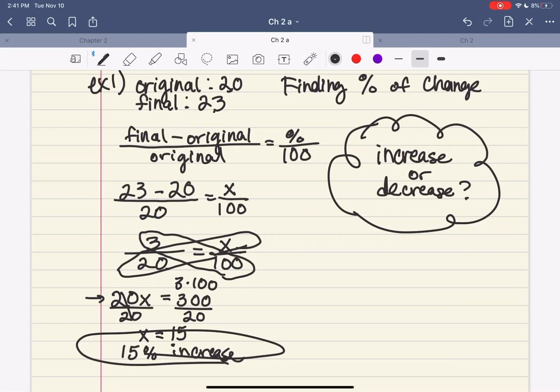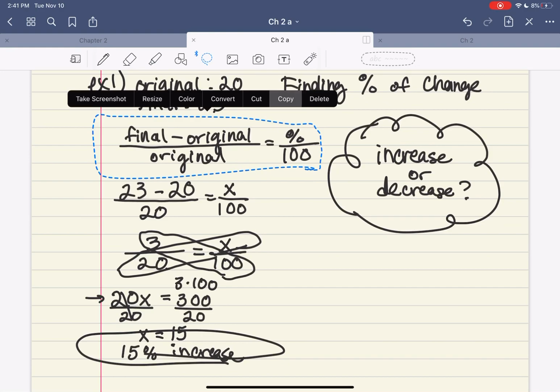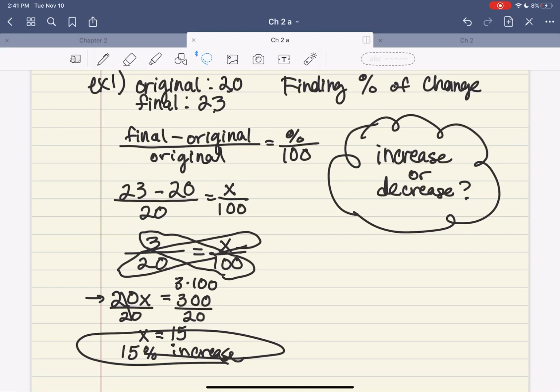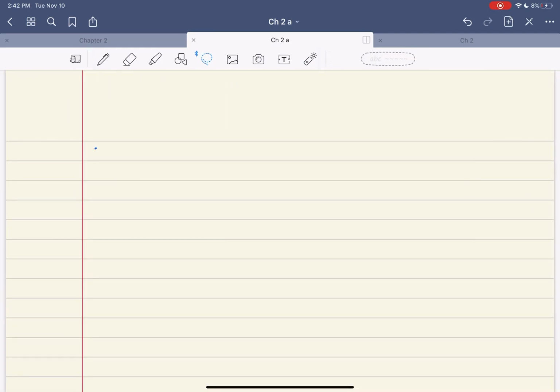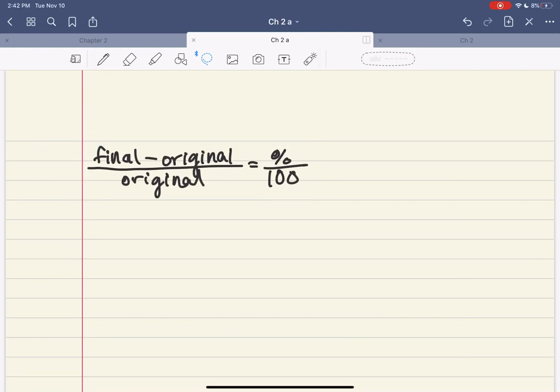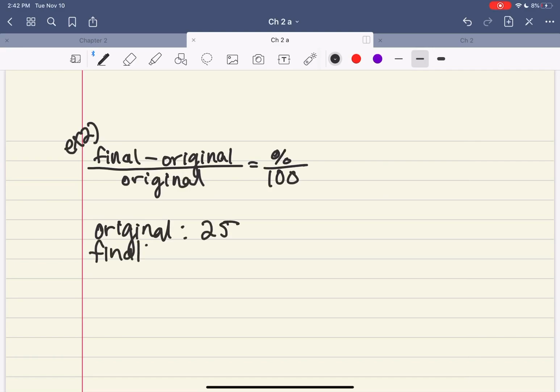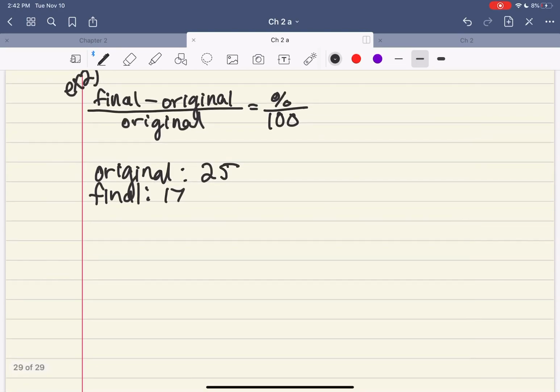Now I want to show you what happens if you have percent decrease, because if you follow this equation and plug things in every time, you are going to have something that helps you figure out if it's percent increase or decrease. And you won't have to look back at your original numbers and think about it as much, okay? So let's look at another example. If we have an original of 25 and then our final is 17. Okay, I'm going to do this the exact same way. My final is 17, so I put in 17 minus 25 over my original, which is 25.